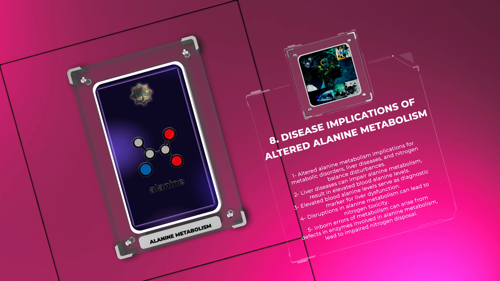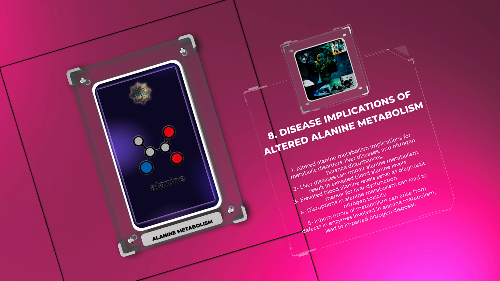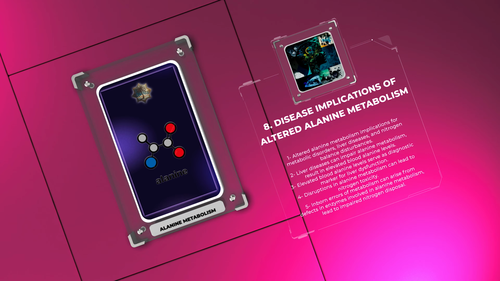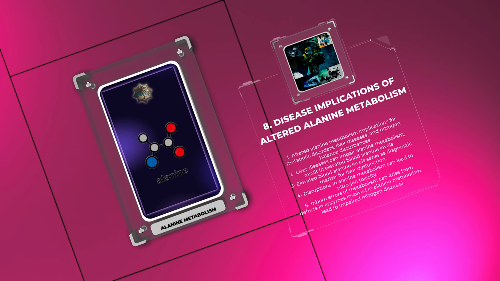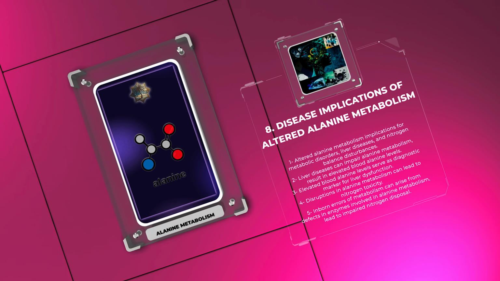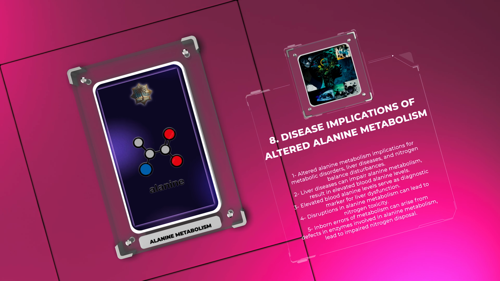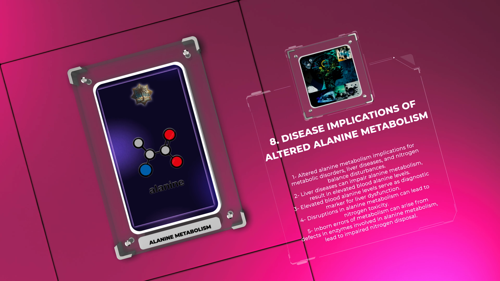Liver diseases, such as hepatitis or cirrhosis, can lead to impaired alanine metabolism. This can result in elevated blood alanine levels, as the liver's capacity to efficiently utilize or dispose of alanine may be compromised. Elevated alanine levels in the blood can serve as a diagnostic marker for liver dysfunction.